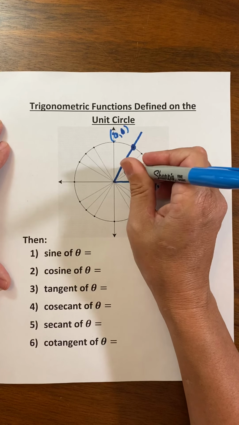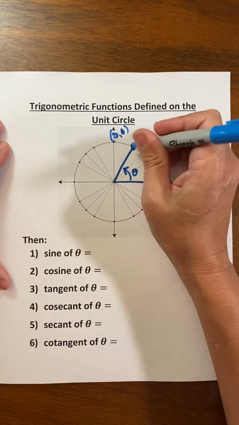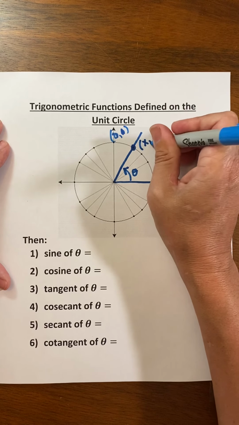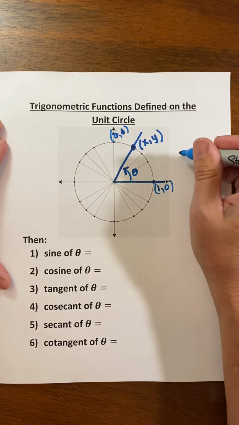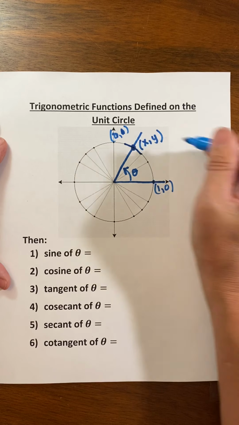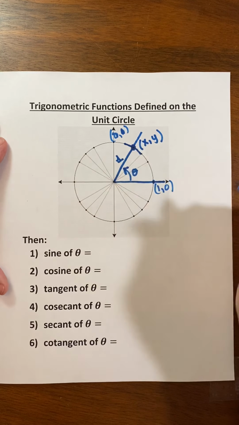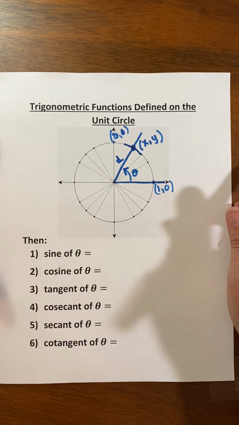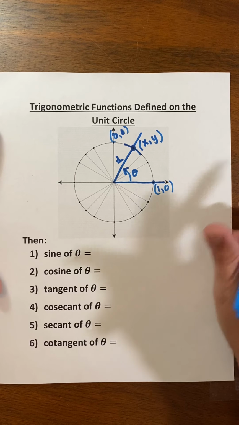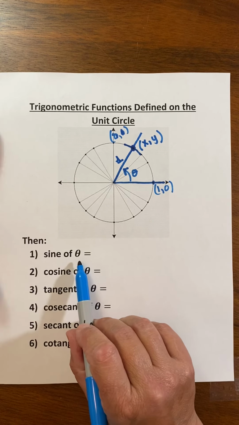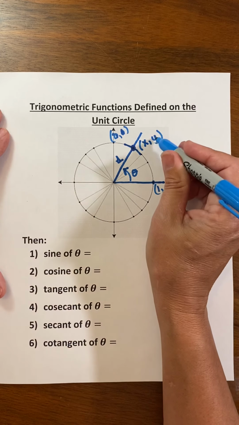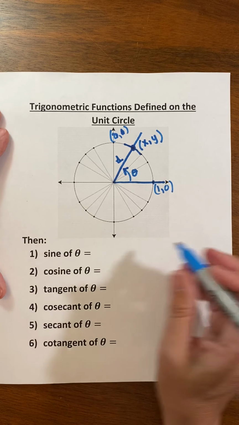So if we take any angle on the unit circle, and we look at the point where it crosses the unit circle, where it intersects the unit circle, so this point of intersection right here, we know the radius is 1. All right. We define the sine of the angle to be the y coordinate of this point of intersection.